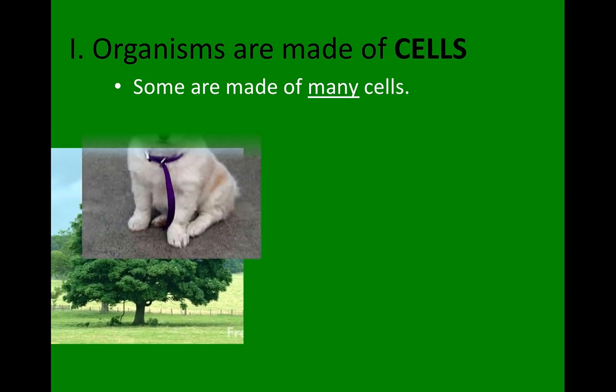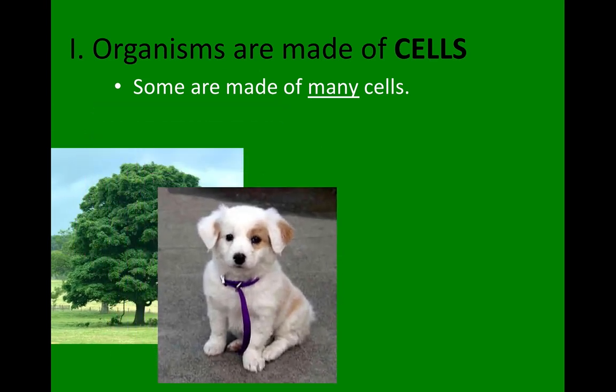Living things are made of cells. Some are made of many cells, like this puppy or this tree. And in your notes, I'd like you to write down an example or two of living things that are made of many cells. You can use my examples that you see in the PowerPoint, or you can think of your own.